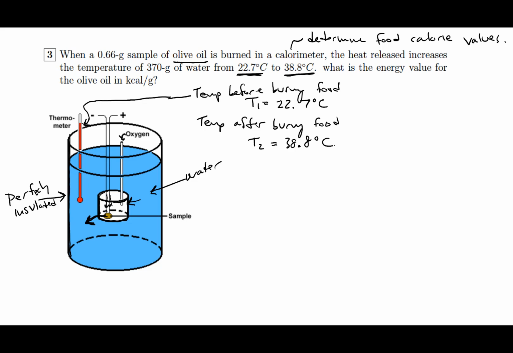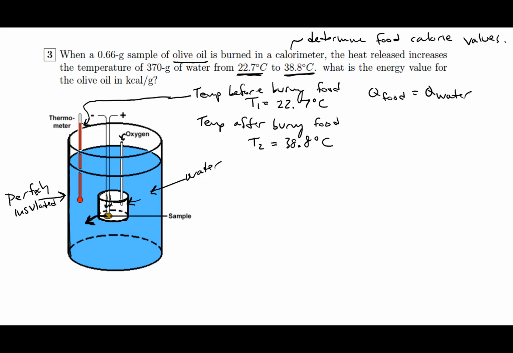Okay, so that's basically what's going on in the calorimeter. We're burning food, the food loses heat to the water, and it heats up the water. And what we're going to assume to set up this problem is that the amount of heat that this food loses is equal to the amount of heat that the water receives. And I'm going to write that as Q food, so the energy lost from the food, is equal to Q of the water, so energy gained by the water.